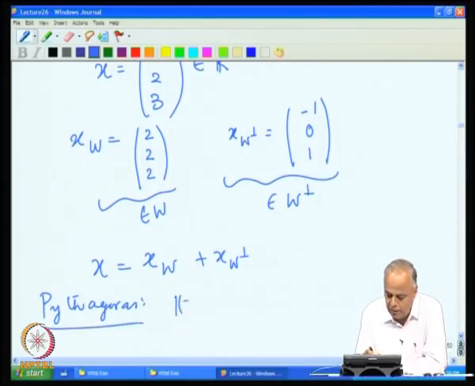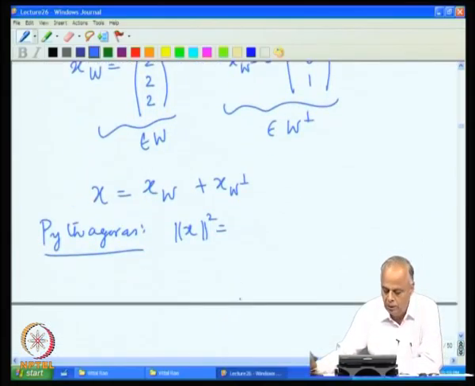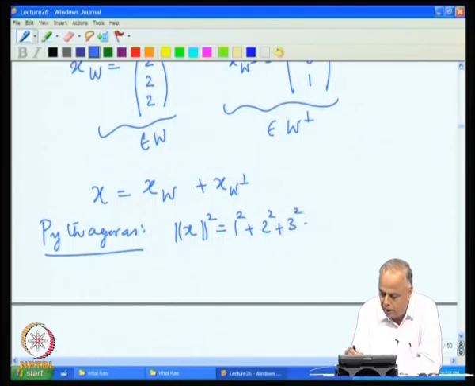What is the norm of x squared? Since the vector x is (1, 2, 3), the norm of x squared is 1 squared plus 2 squared plus 3 squared, which is 1 plus 4 plus 9, which is 14.